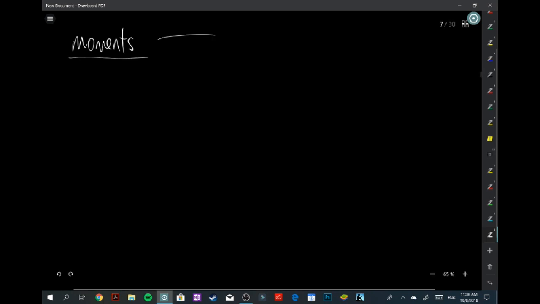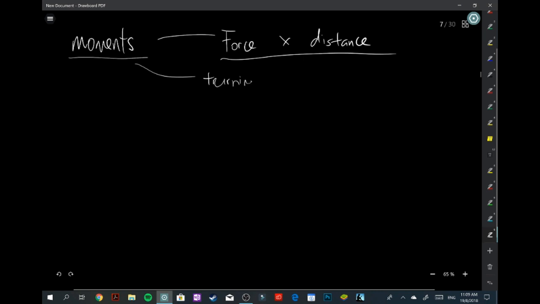Moments is defined as the product of force and distance. Simply saying, moment is the turning effect of a force, and moments can be calculated using this formula. Moment is a turning effect, so anything that is turned using the effect of force is called moments.